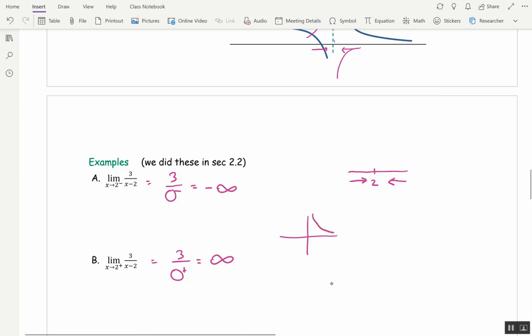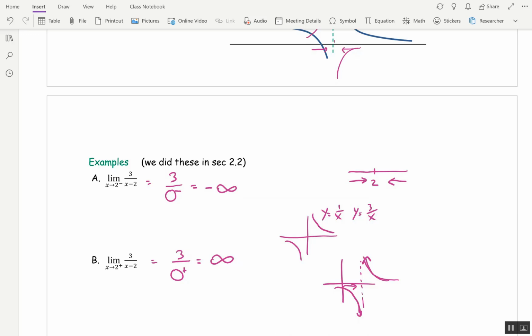1 over x looks like this. So y equals 3 over x looks almost identical. It just stretches it a little. And then when we subtract 2 downstairs, that's a shift of 2 units to the right. I'm not very good with right and left. So the function actually looks like this. And we can see as we approach 2 from the left, we're going down, and 2 from the right, we're going up.